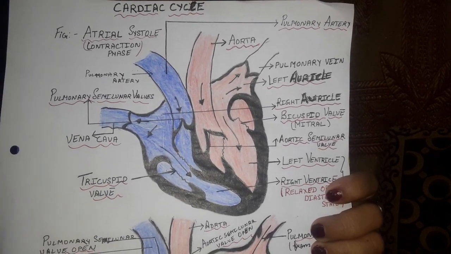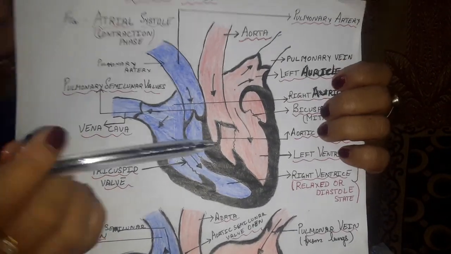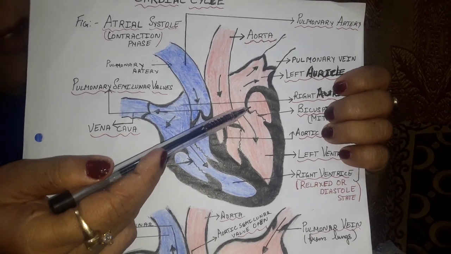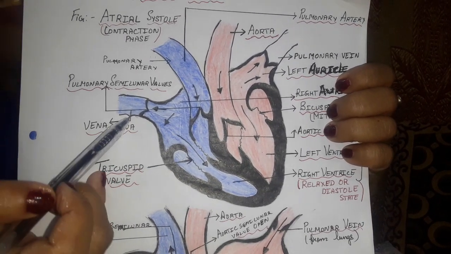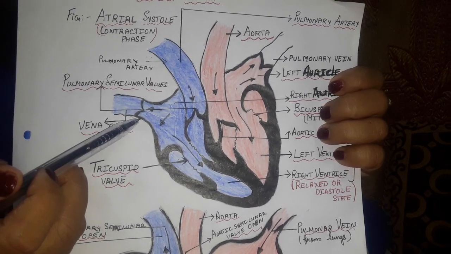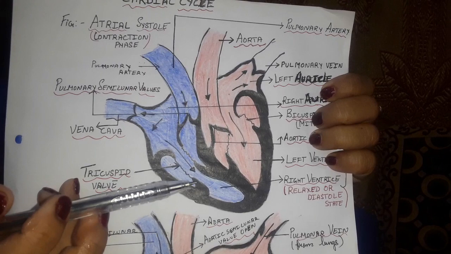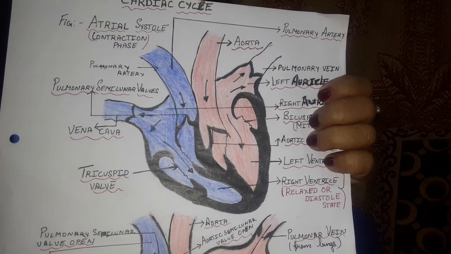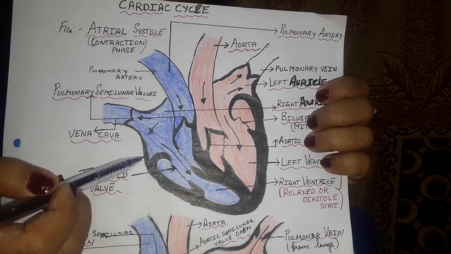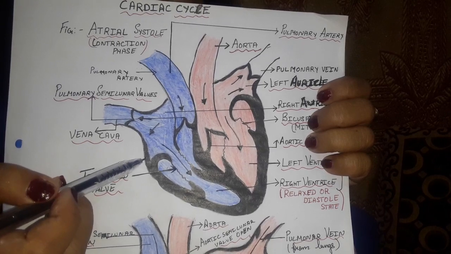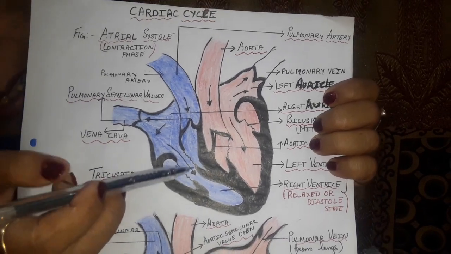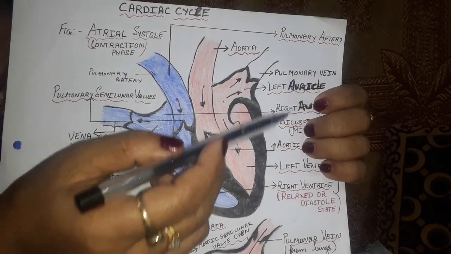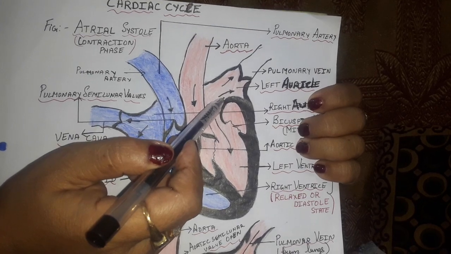Now, how does it occur? You can observe the diagram here. This is the right auricle and this is the left auricle. The vena cava, which are the great veins, superior vena cava and inferior vena cava. The veins bring the deoxygenated blood from the different parts of the body as well as from the upper parts and pour it into the great veins, these vena cava, which pour the blood into the right atrium. Now, on the left side, the pulmonary veins pour the blood into the left atrium.